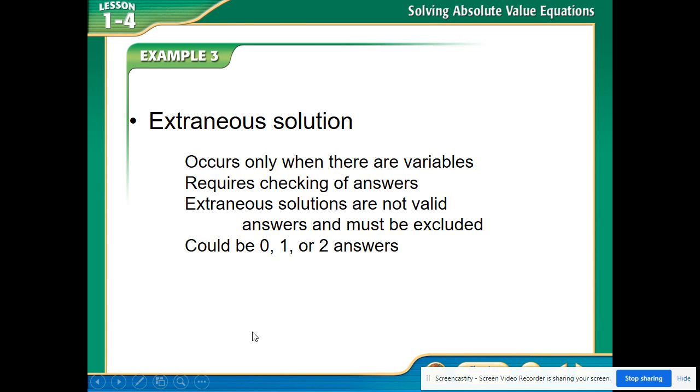There is something we need to be careful of. It's an extraneous solution. It occurs only when there are variables. It requires checking of both answers. An extraneous solution is not valid, and those answers must be excluded. There could be 0, 1, or 2 answers. I got 2 examples for us to go ahead and work through.